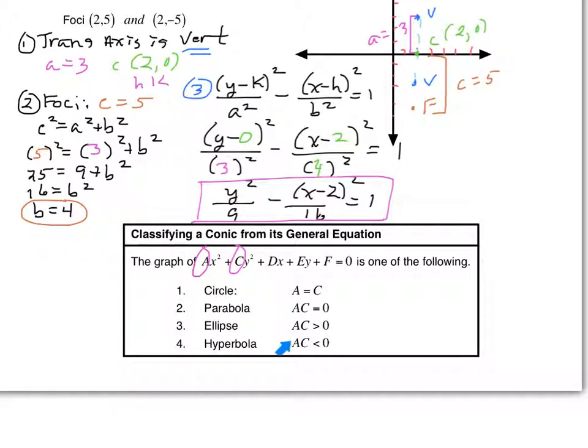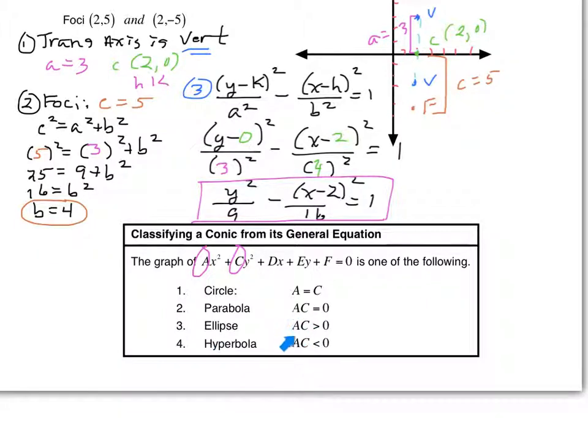And then the rest of them all deal with products. If A times C is 0, for A times C to be 0, you must be missing either the x squared term or the y squared term, because that means that the coefficient is 0. And so if you're missing the x squared term, you only have one squared term, the y squared term, it has to be a parabola. Same thing if you're missing the y squared term and only have the x squared term, it has to be a parabola. Remember, the parabola is the only equation that has one squared term, whereas the ellipse and the hyperbola both, and the circle, both have 2 squared terms.